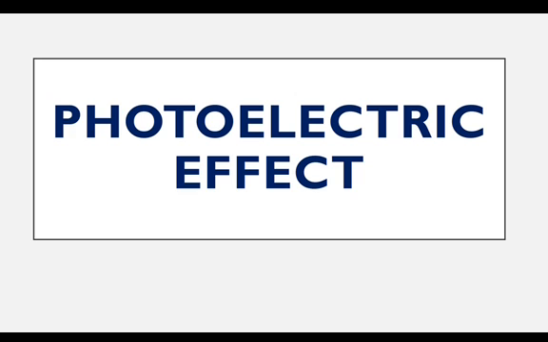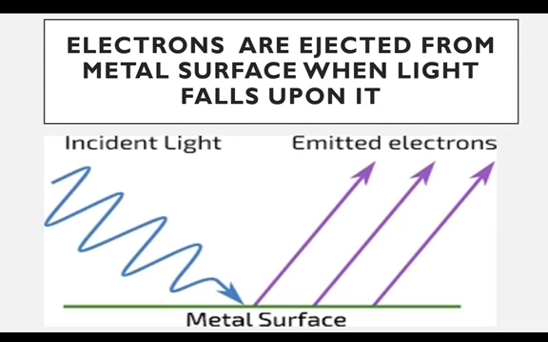It is just an observation by scientists. The photoelectric effect is nothing but this: if you take a metal and light falls upon that metal surface, we notice that electrons can be ejected out of the metal surface. This simple observation is known as the photoelectric effect, in which the light that falls upon the surface is called incident light or incident radiation, and the electrons that are ejected out of the metal surface are called photoelectrons or emitted electrons.